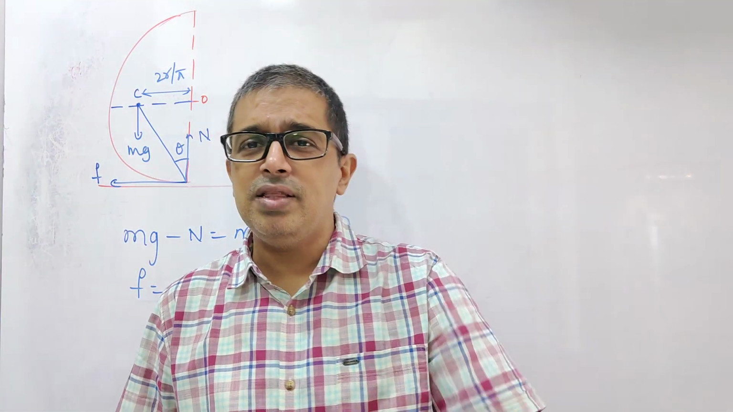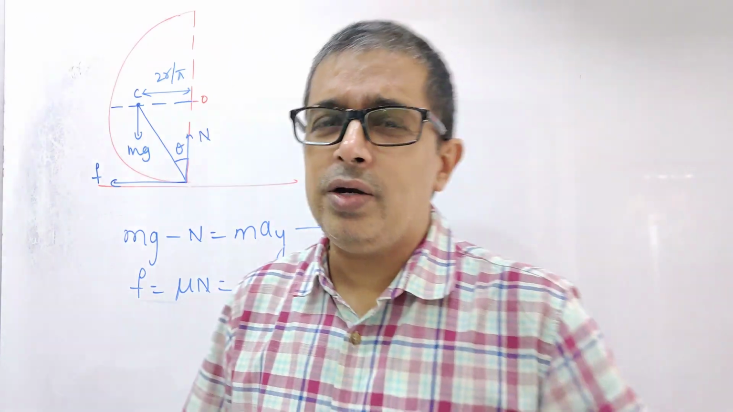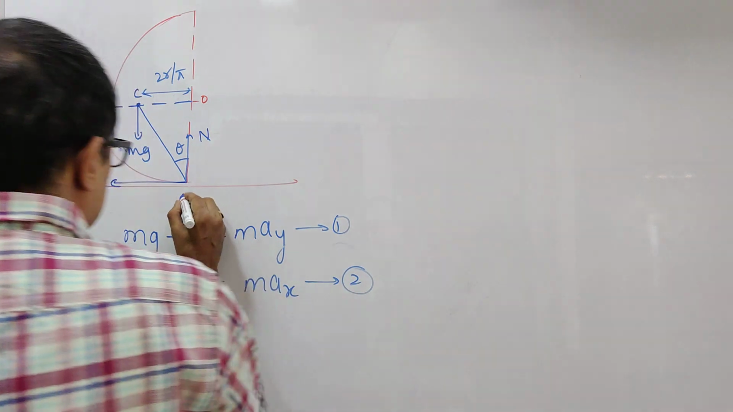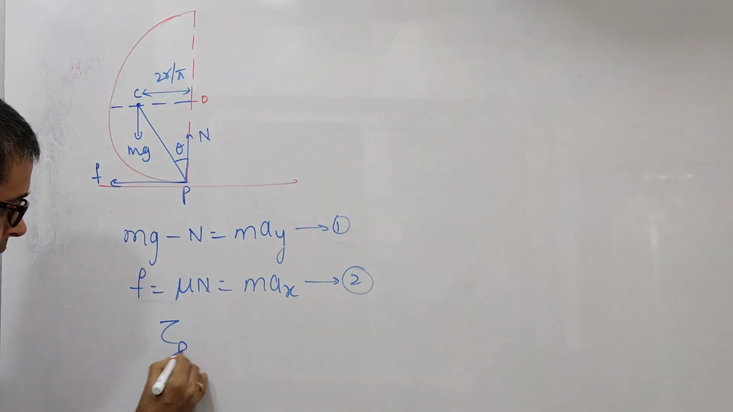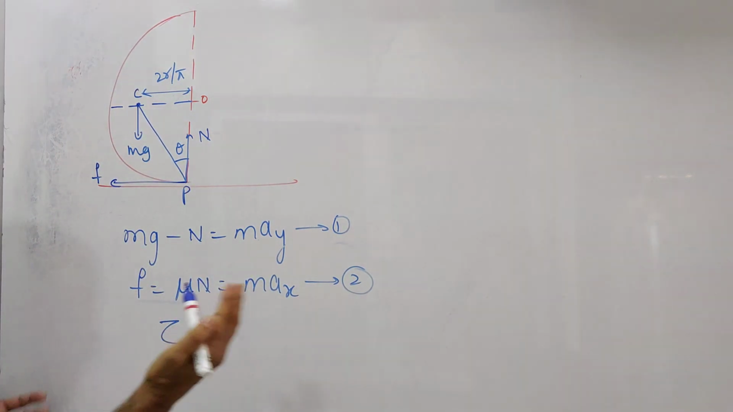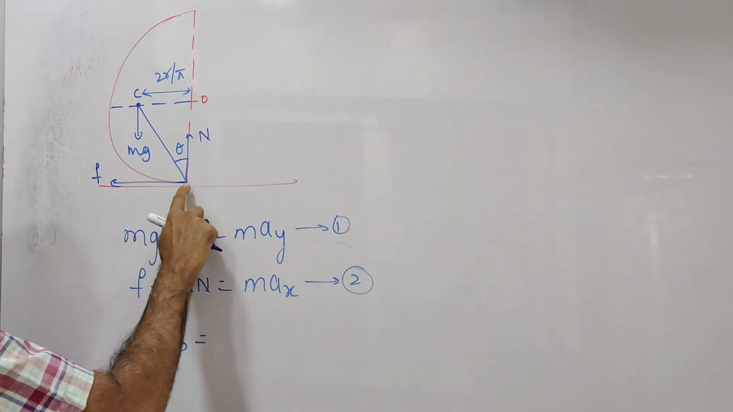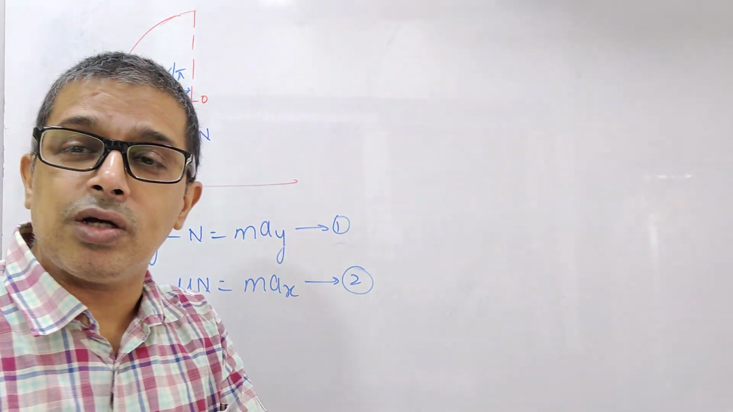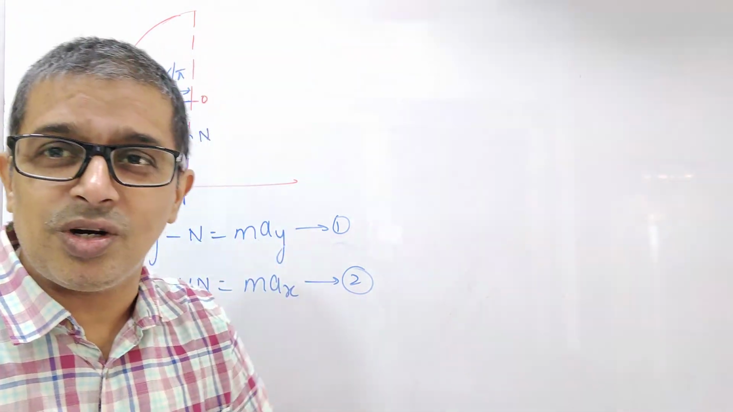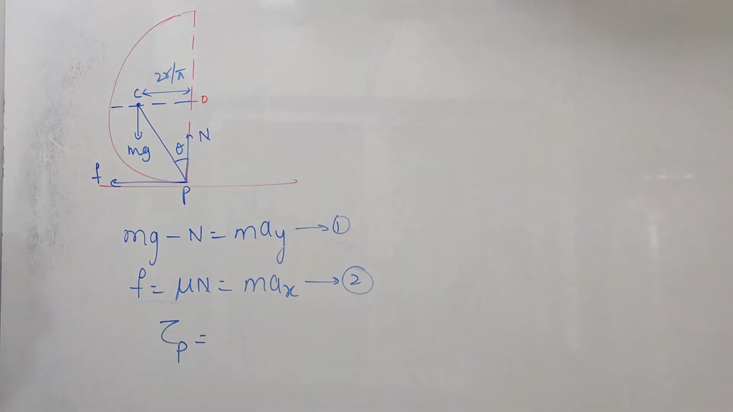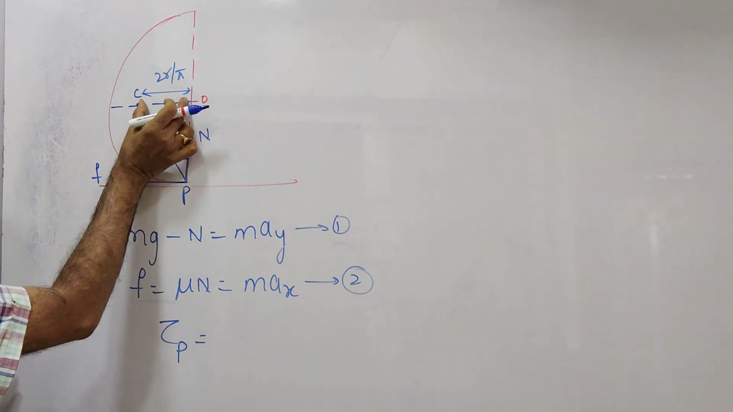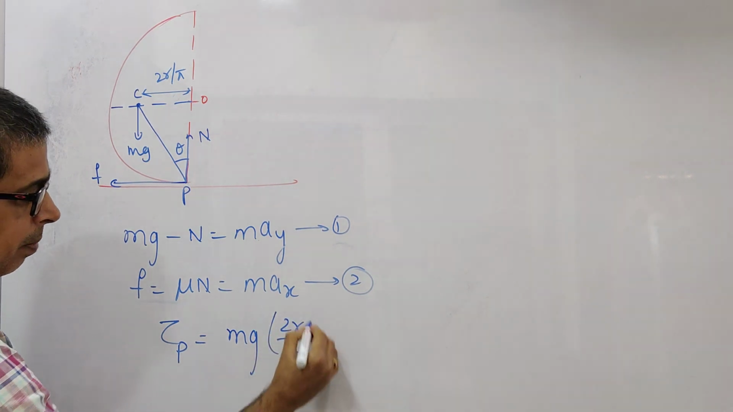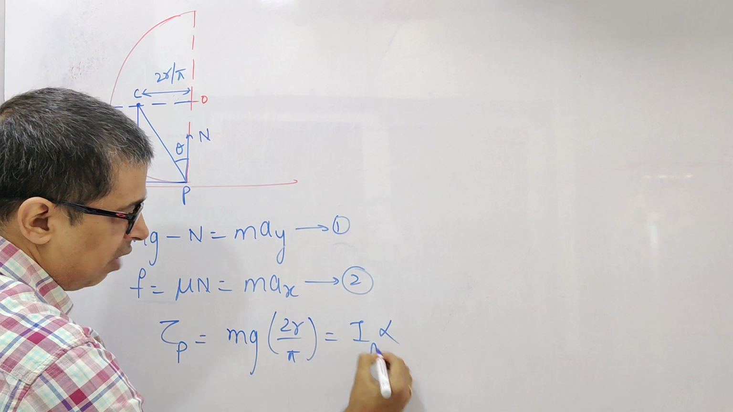Just as we dealt with in the thin rod, about which point would you prefer to take the torque? Torque should be about the point of contact P. I'll take torque about point P. Advantage: normal force and friction, two forces, are passing through the point, and I am eligible to take the torque about point P because the point P is not accelerating. So mg into this perpendicular distance, mg into 2r by pi, is I into alpha.